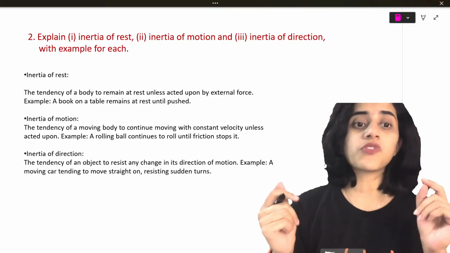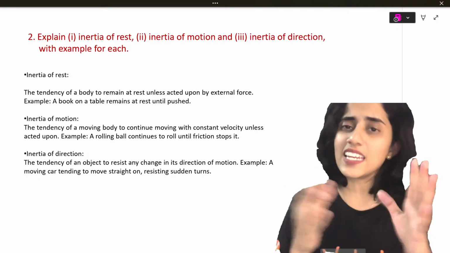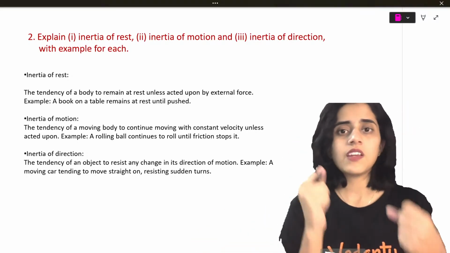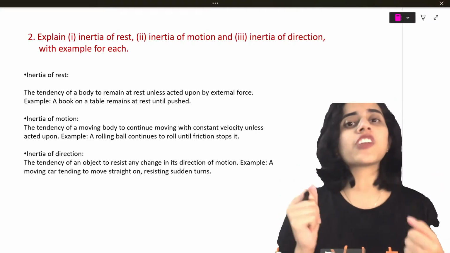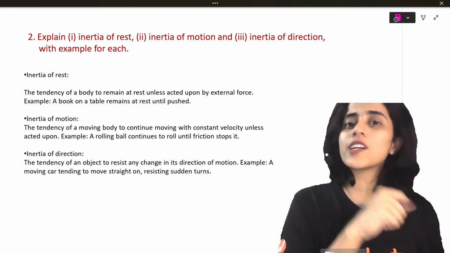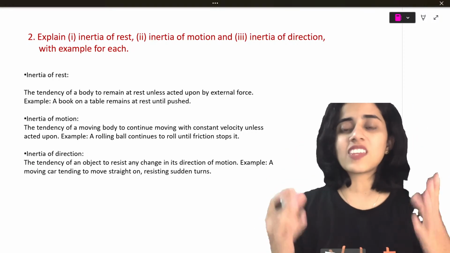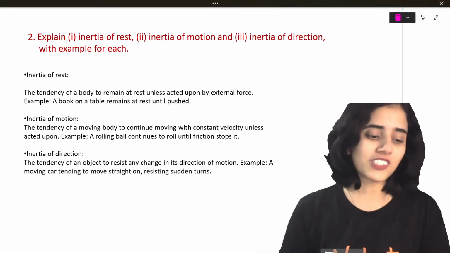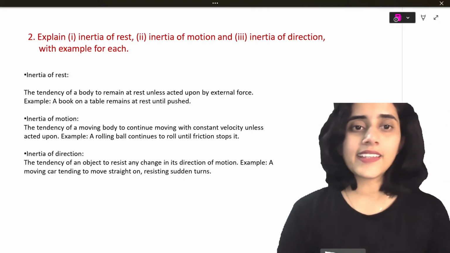Next one, inertia of direction. What is inertia of direction? The tendency of an object to resist any change in direction. So imagine I'm driving on a straight path. I like to drive on a straight path. I don't want to turn. If I don't want to turn, that is because I am with inertia of direction. I'm going straight, I'm enjoying it, I want to continue to go straight. Okay?